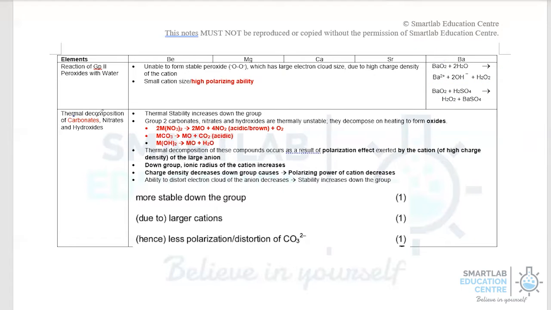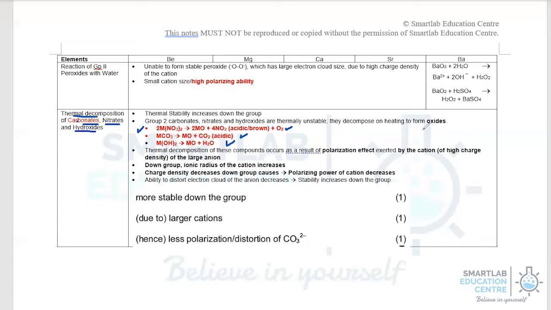Next, thermal decompositions of carbonates, nitrates, and hydroxides. So all of them are able to undergo thermal decomposition, based on the reaction that is indicated here. Probably the one that's a bit new at A level will be the thermal decomposition of your nitrate, which will produce NO2 and also oxygen. NO2, by the way, is brown in coloration. So there are observations that you could make.